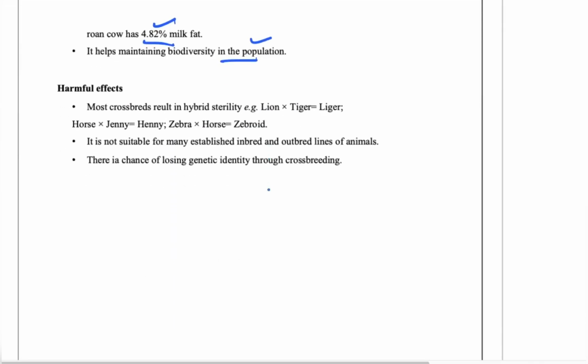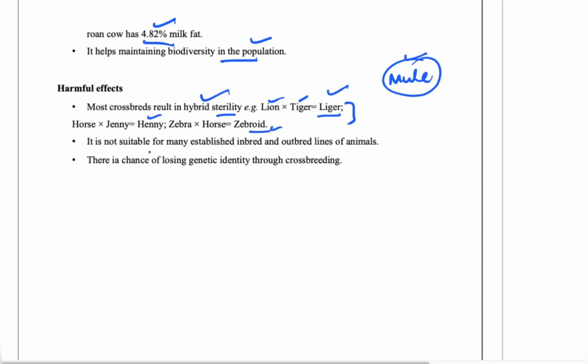What is the harmful effect? The harmful effect is that most crossbreeds result in hybrid sterility, very, very commonly seen. Even the mule is sterile. No doubt it has features which are much better than the parent, but it's sterile. You cannot reproduce it. Then lion and tiger, you mate them together and there is a liger, but the liger is sterile. Horse and donkey give a henny, but sterile. Zebra and horse give a zebroid, but sterile.